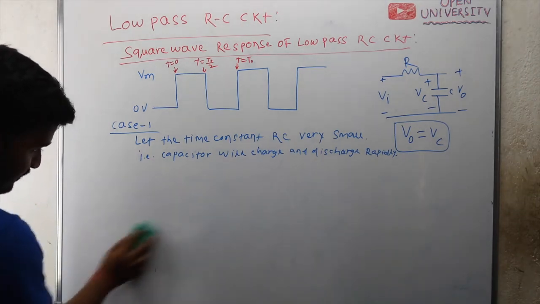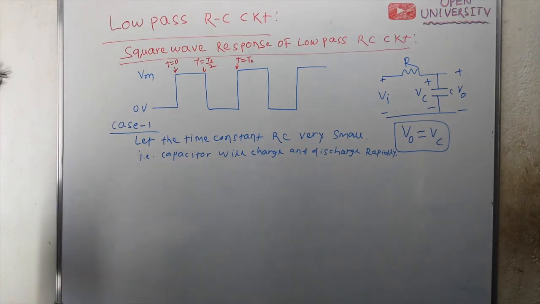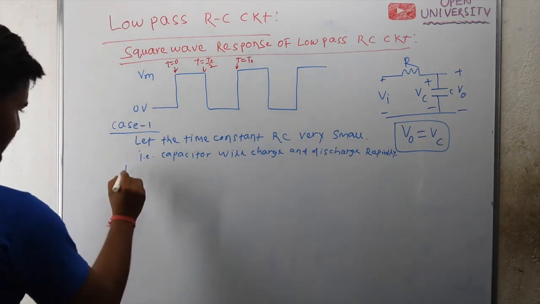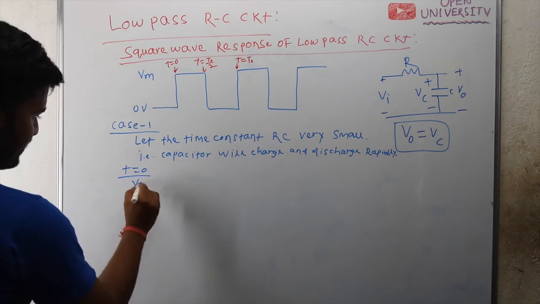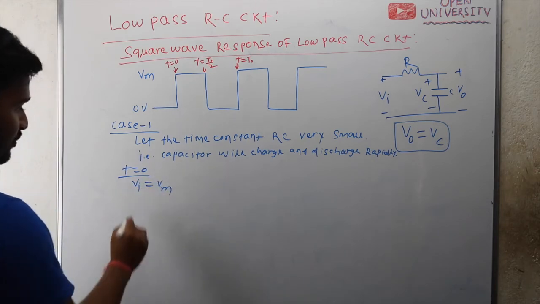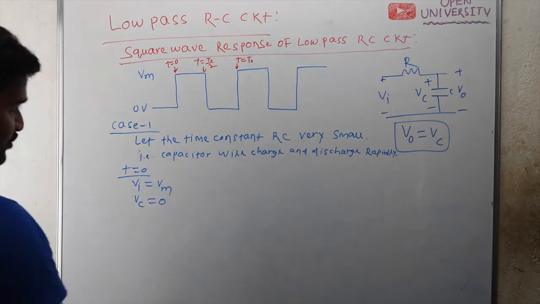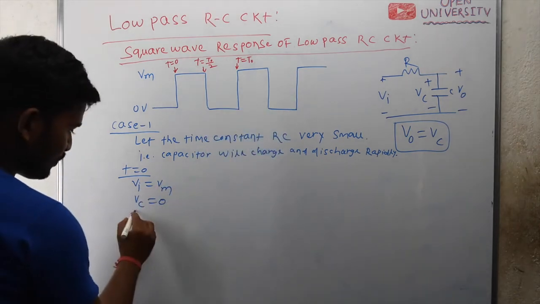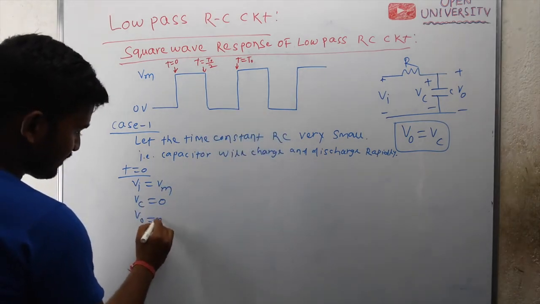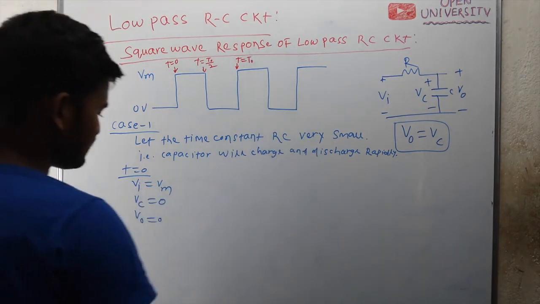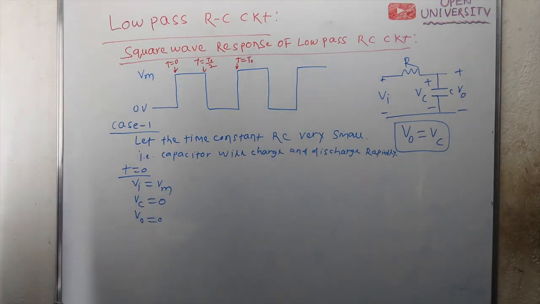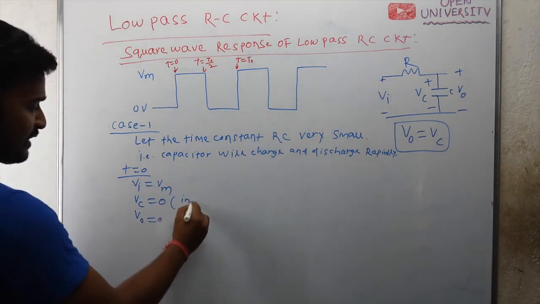Let's first consider what happens at t equal to 0. Input voltage is Vm. Initially I am assuming the capacitor voltage is 0. So output voltage will be 0 because output voltage equal to Vc. So V0 is 0. This is my initial assumption.